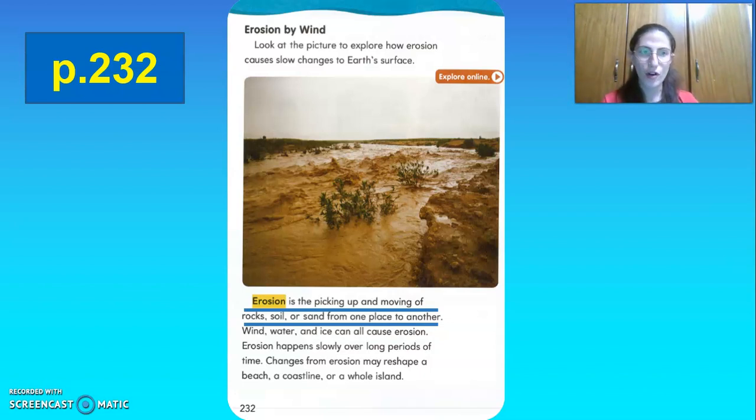Excellent. Clear so far? One more time. Erosion is the picking up and moving of rocks, soil, or sand from one place to another. What causes erosion? Either wind, water, or ice. And it needs a lot of time to cause change to Earth's surface. How does it cause this change? It might change the shape of a beach, a coastline, or a whole island. Clear?